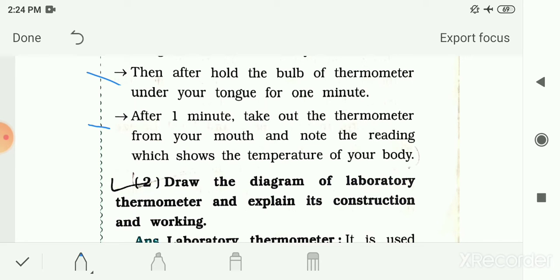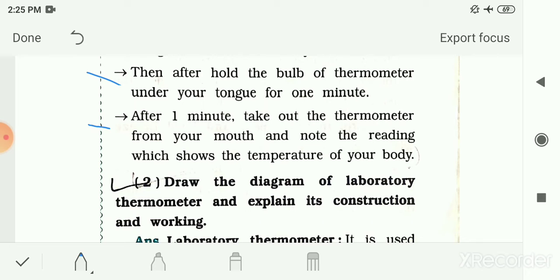So its working is very simple. First you have to wash this kind of thermometer with antiseptic solution. Then, to bring the mercury level below 35 degrees Celsius, you have to give some jerks to this thermometer, and then hold the bulb of this thermometer under your tongue for 1 minute. After 1 minute you can take out the thermometer from your mouth and observe the reading, which represents the temperature of your body. So this is the working principle and construction of the clinical thermometer.